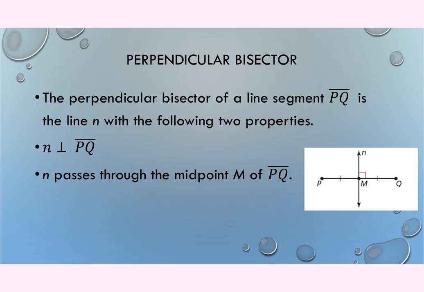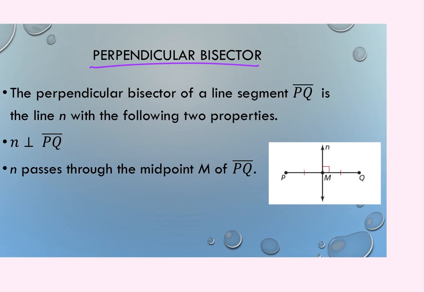Okay, perpendicular bisector. So new vocab term here. The perpendicular part means it's 90 degrees. The bisector means that it cuts it in half. So a perpendicular bisector of a segment would be perpendicular to that segment. So in this case, if we're saying that N is the perpendicular bisector of PQ, then it's perpendicular to PQ. You see the right angle there.